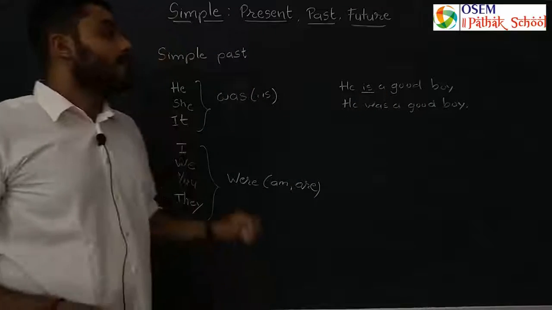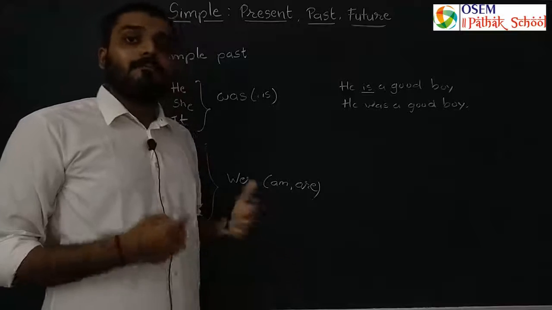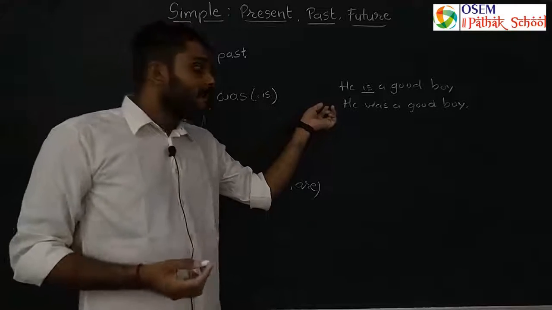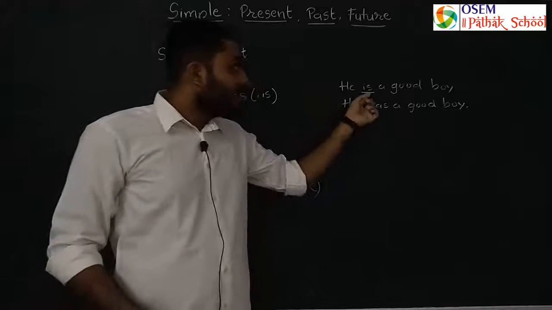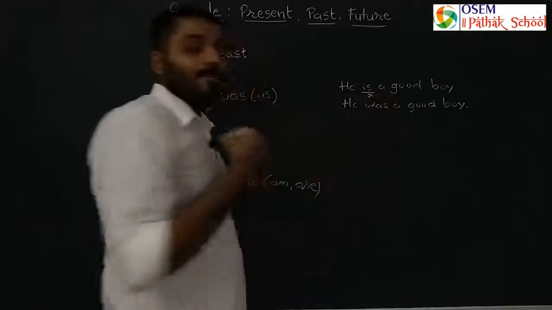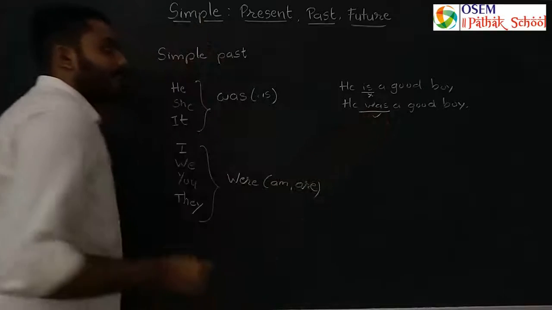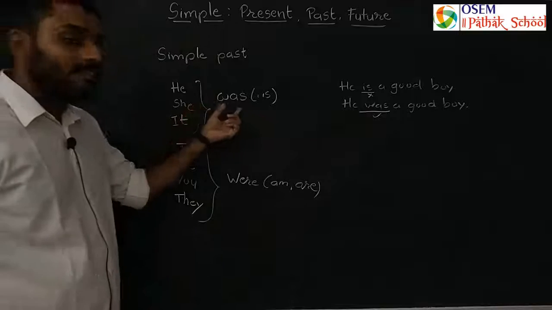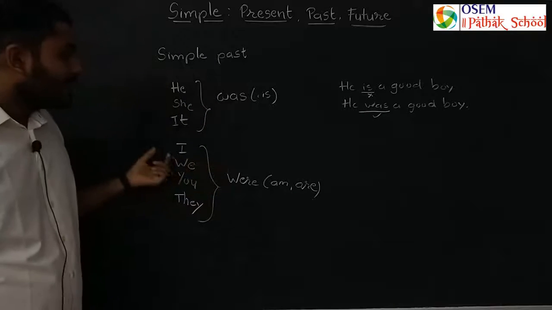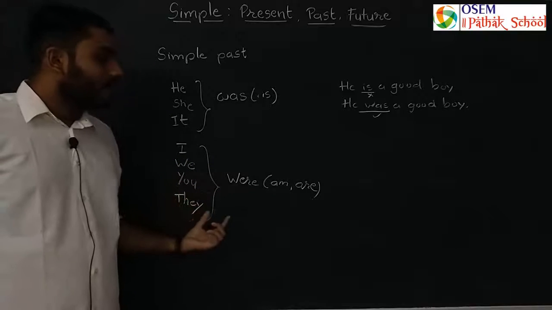But if we are going to convert it into simple past tense, अगर हमें convert करना है simple past tense में, we will have to convert is into was. So हमें is remove करके उसमें क्या ऐड करना है, उसी जगह पे was. Likewise, he was, she was, it was. And here I were, we were, you were.